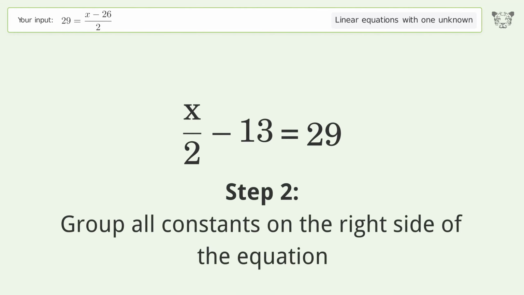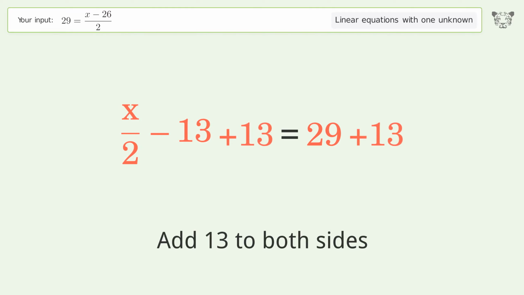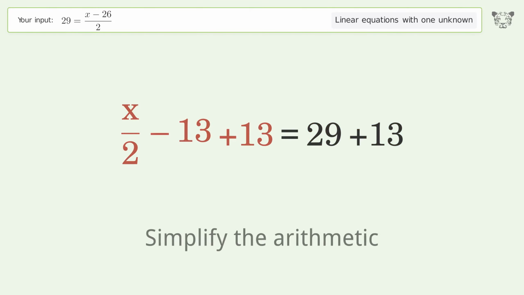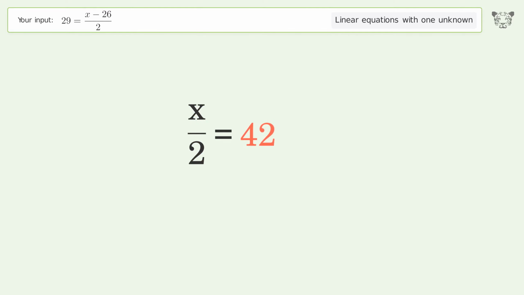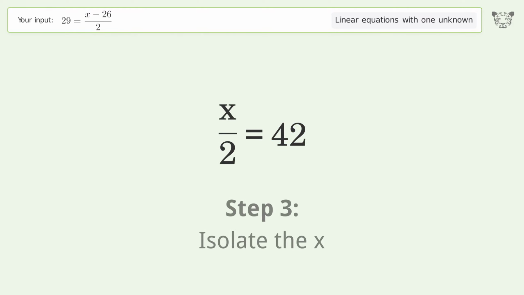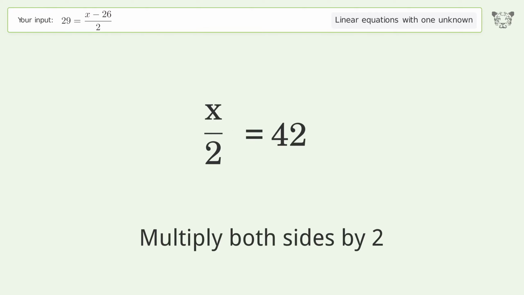Group all constants on the right side of the equation. Add 13 to both sides. Simplify the arithmetic. Isolate the x. Multiply both sides by 2.